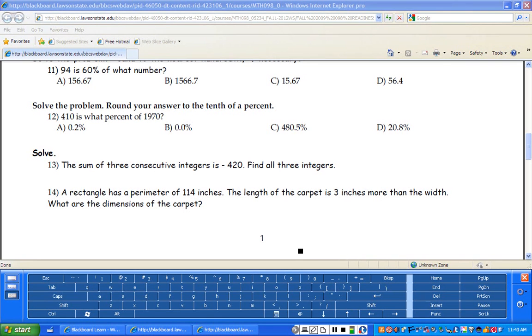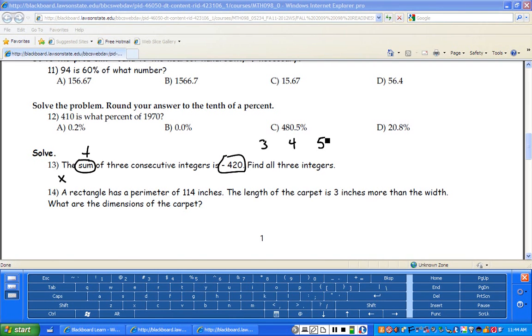So in this case, we don't know what the integers are, but we know the sum of them, which means add. The 3 numbers add up to equal negative 420. Now if I don't know what the first number is, I just make it an x. Now for the sake of argument, say the 3 numbers were 3, 4, and 5.